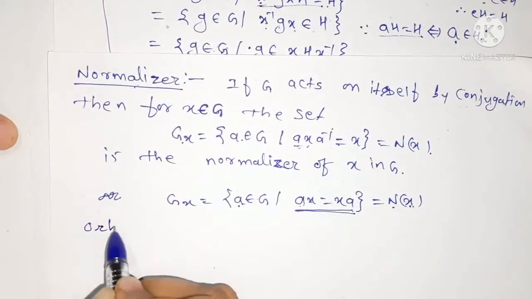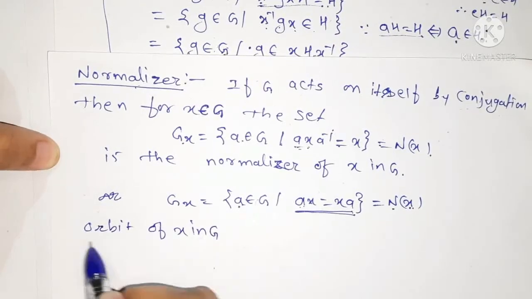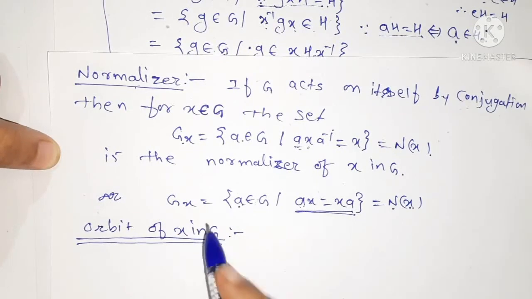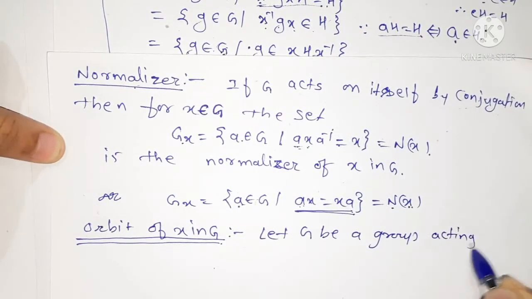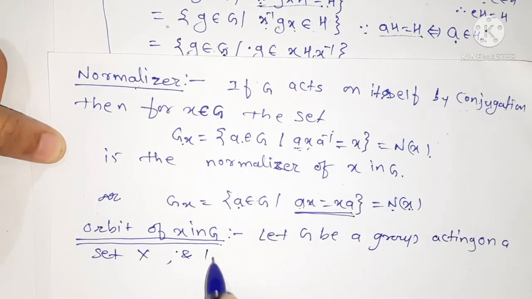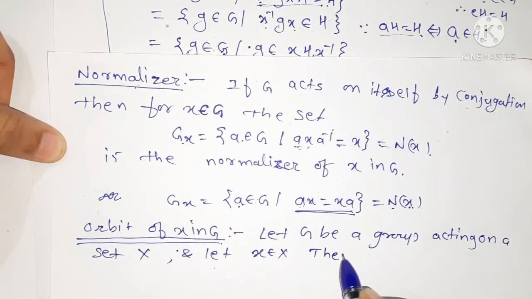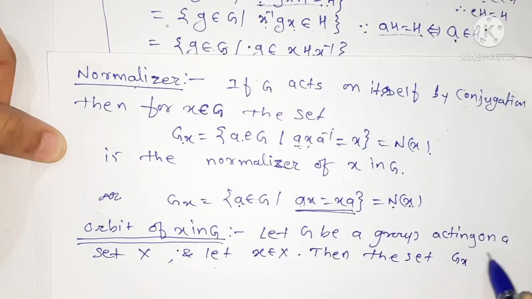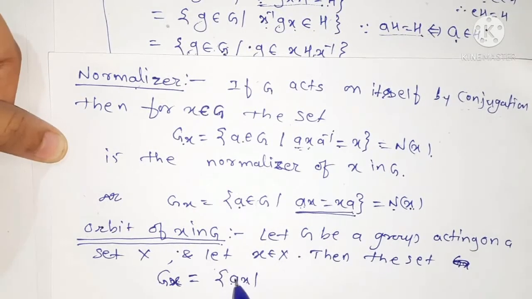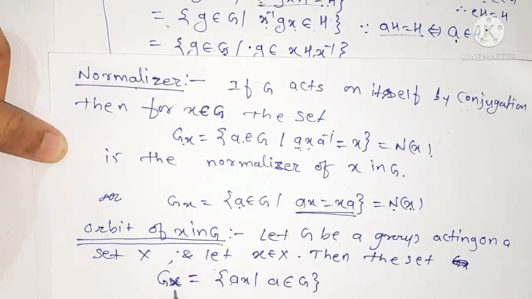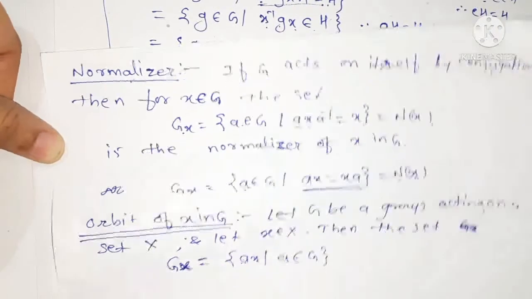Now we see the definition of the orbit of X in G. So we define the orbit as follows: let G be a group acting on a set capital X, and let x belong to capital X. Then we define the set Gx equals the set of all elements obtained when we multiply all the elements of the group G by x. So what is the orbit? When we multiply all the elements by x and collect those elements, we get the set Gx. Then this Gx is called the orbit of x in G.